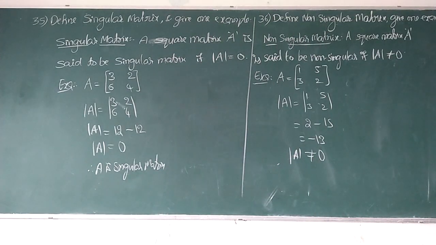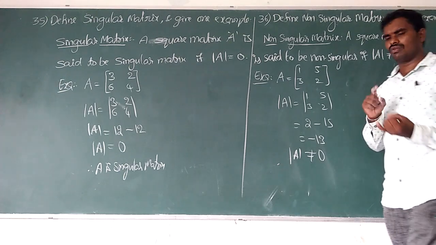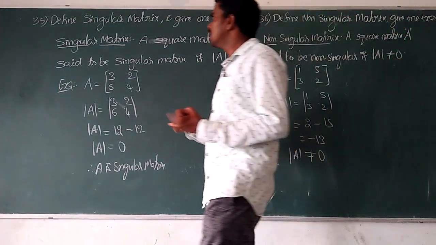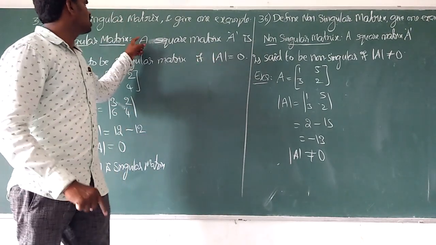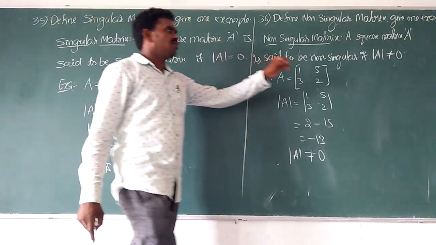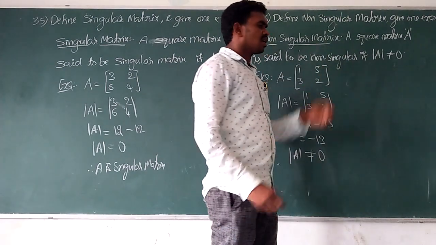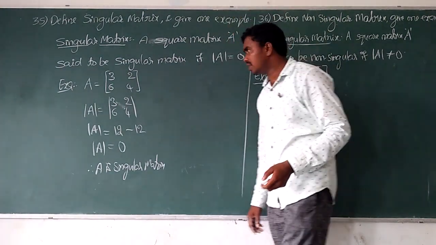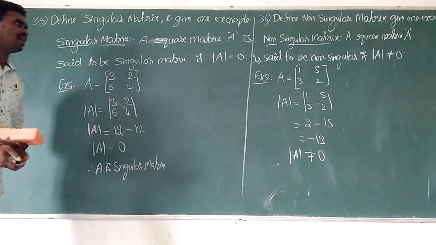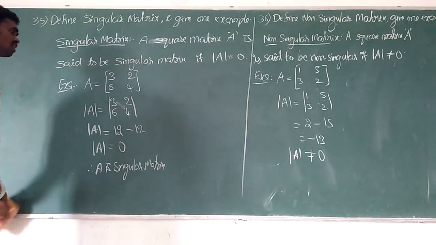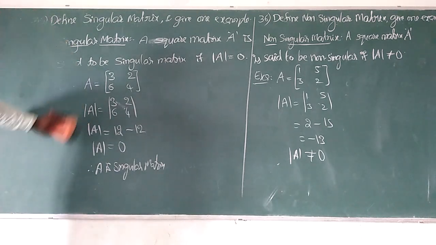And what is a determinant? How to find the determinant? Based on the determinant, if the determinant is 0, that is called a singular matrix, and if the determinant is not equal to 0, that is called a non-singular matrix. And then next, let us see what is the adjoint of a matrix.